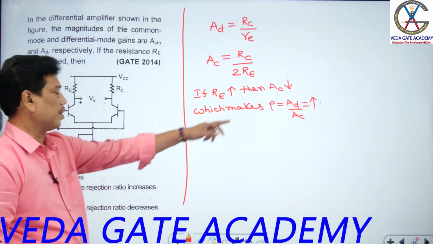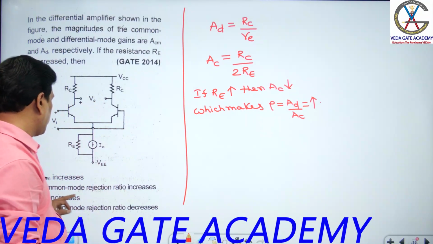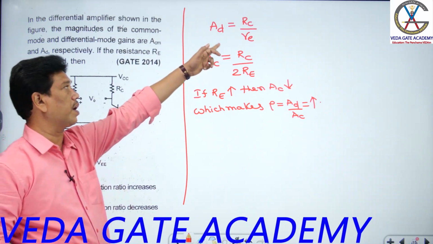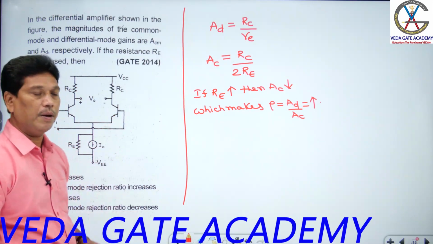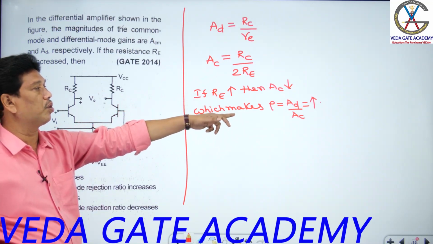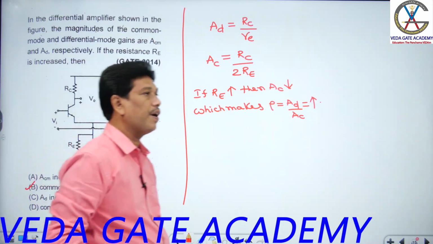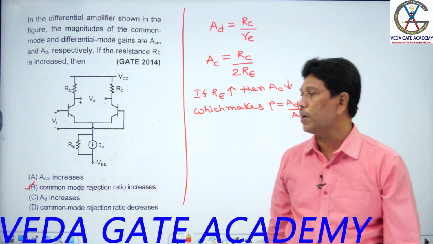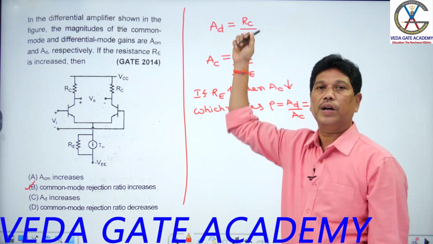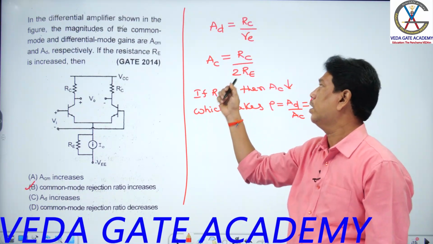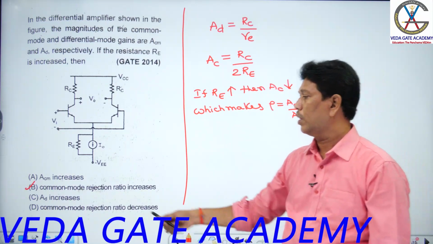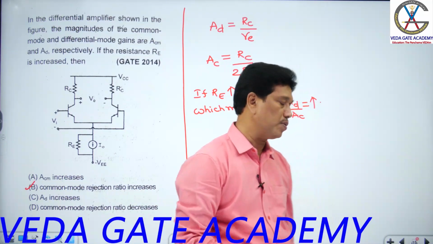So AC increases, sir? Wrong, it is decreasing. Common mode rejection ratio increases, sir? Correct. AD, the differential gain, does not depend on RE, sir. Increasing RE decreases AC, so that CMRR increases. The increasing of RE does not affect AD. AD does not depend on RE. AC depends on RE, which leads to a decrease, so that the common mode rejection ratio increases. The option for that one is B, students.